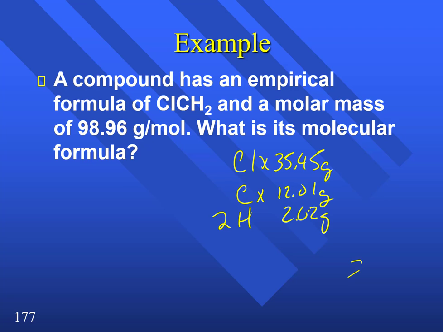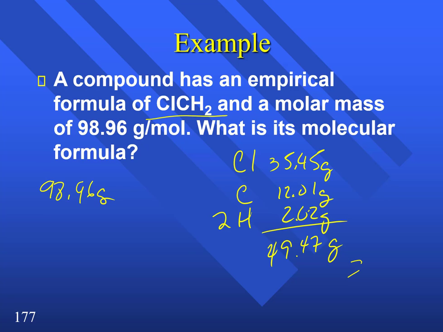I guess these aren't times anymore. Let's get to the multiplication. Okay, add that up, that's 49.47 grams. So I added up what the empirical formula would weigh, 1 mole of it. Then I take the actual molar mass, 98.96 grams for each mole, and divide it by that lowest ratio. By the way, it's 49.48 grams. And if you push that in your calculator, you'll get exactly 2.